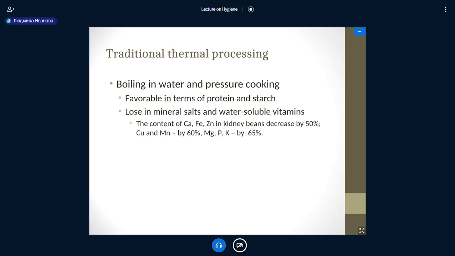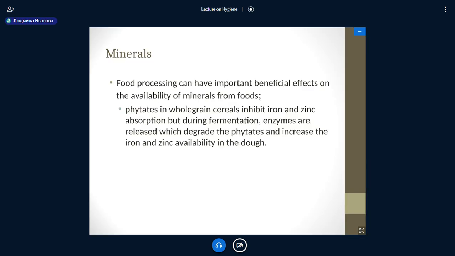This is traditional, and it is interesting to know that, for example, mineral salts and water-soluble vitamins, through boiling in water and pressure cooking, the content of calcium, iron, zinc, and kidney bean decreased by 50%, copper and manganese by 60%, magnesium, phosphorus, and potassium by 65%. So it means that everything is lost in water.